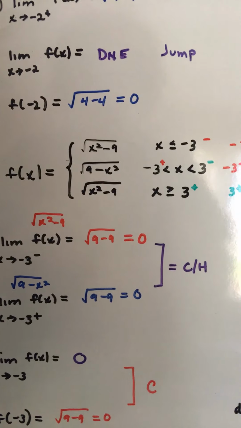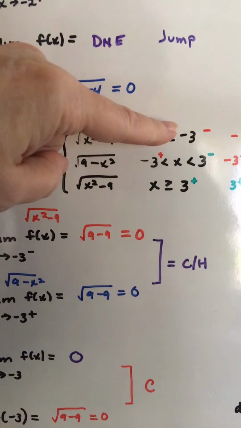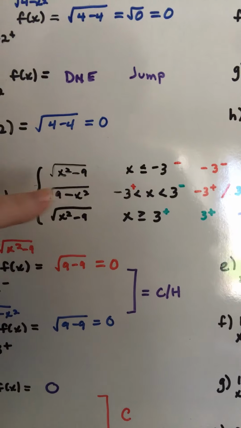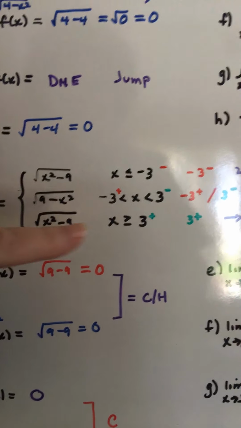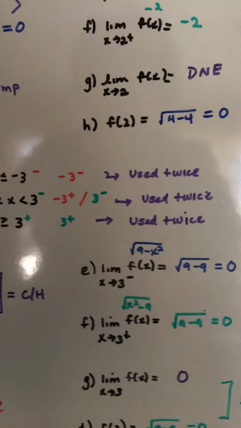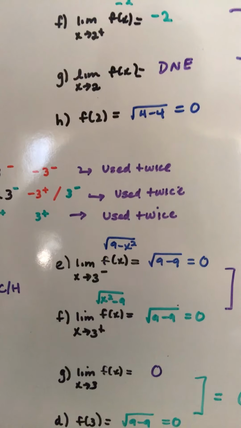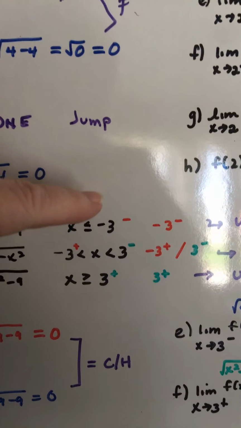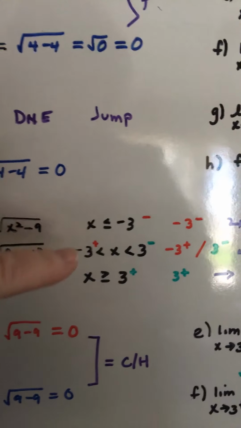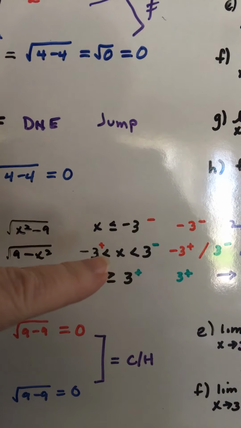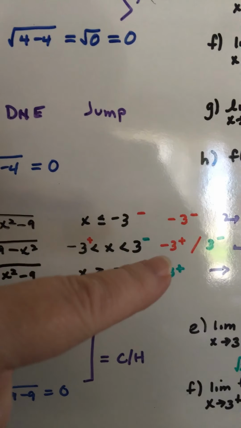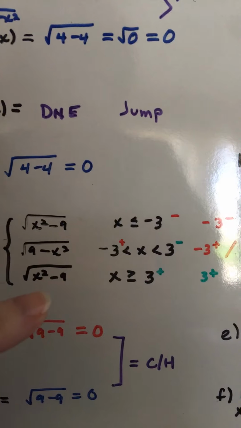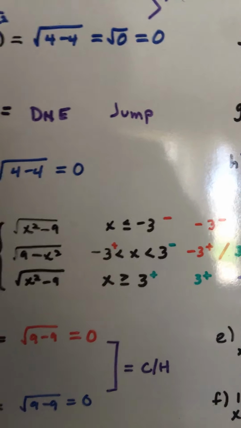And now, another problem just like this. A whole bunch of square roots. I'm going to have -3 left, -3 right, +3 left, +3 right. Now this time we're going to use each of them twice because this has the equal, so it's a left limit and it's going to be a function value. This one's going to be a right limit for -3 and a left limit for +3, and this will be the right limit for 3, and it will also be 3's function value.